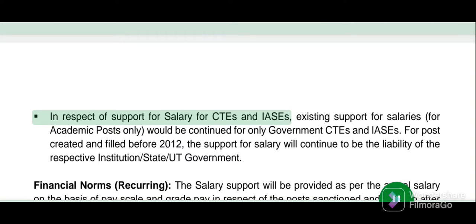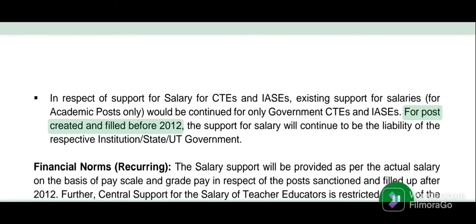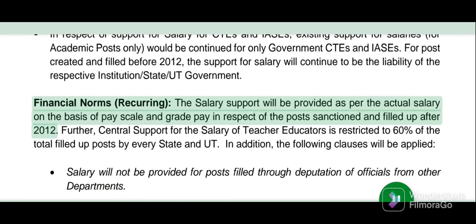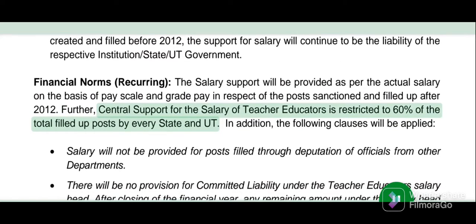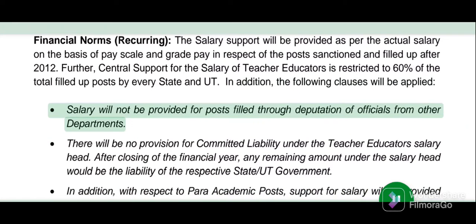In respect of support for salary for CTEs and IASEs, existing support for salaries for academic posts only would be continued for only government CTEs and IASEs. For posts created and filled before 2012, the support for salary will continue to be the liability of the respective institution or state or UT government. Financial norms: recurring salary support will be provided as per the actual salary on the basis of pay scale and grade pay in respect of the posts sanctioned and filled up after 2012. Further, central support for the salary of teacher educators is restricted to 60% of the total filled up posts by every state and UT. In addition, the following clauses will be applied. Salary will not be provided for posts filled through deputation of officials from other departments.